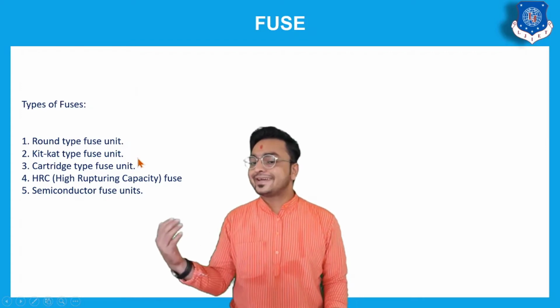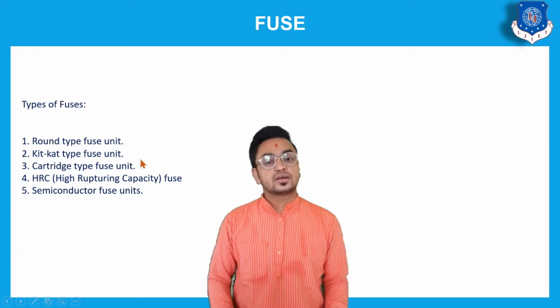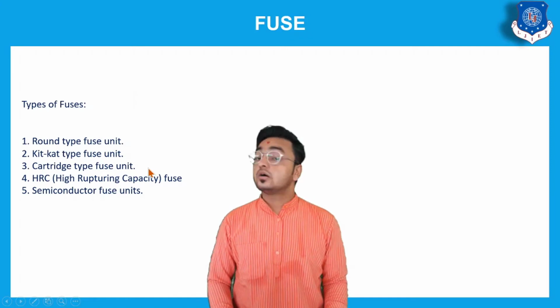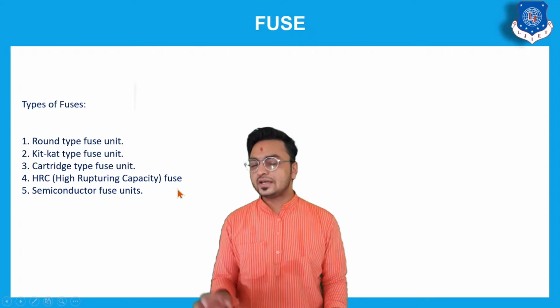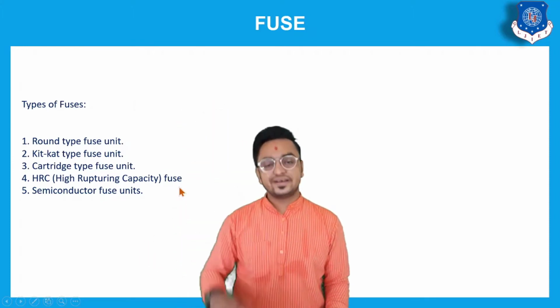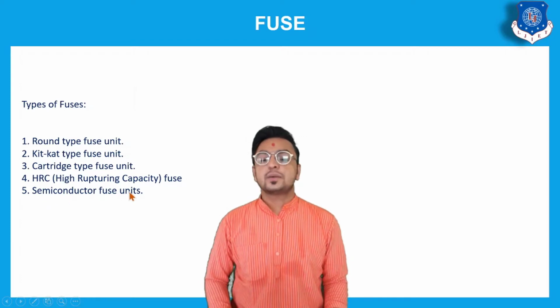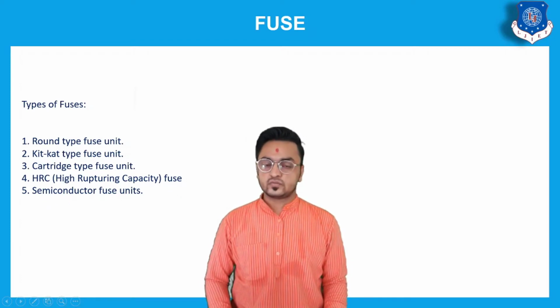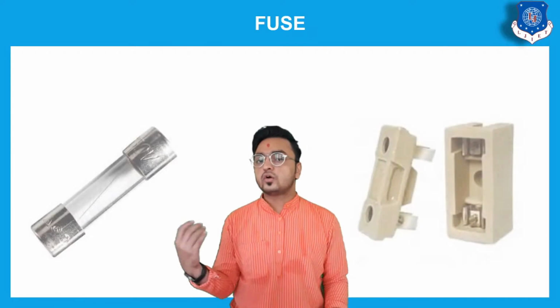Next one is a kit type fuse. Third one is a cartridge type fuse. Fourth one is a HRC, meaning high rupturing capacity fuse. Basically, it indicates that it has a high capacity or higher rating. And the last one is a semiconductor fuse unit. So here we will discuss a few of them.